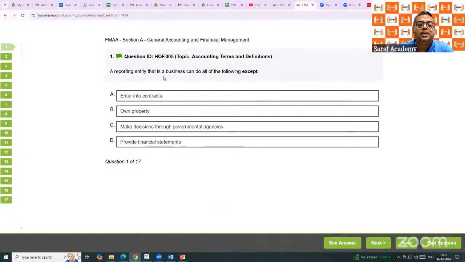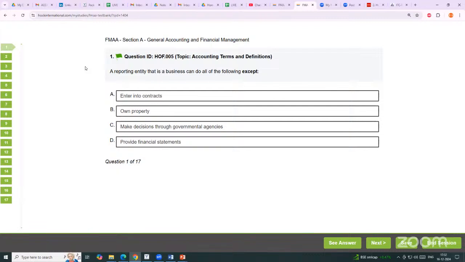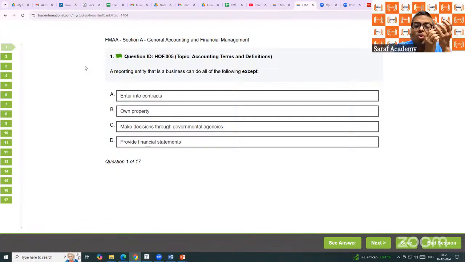A reporting entity that is a business can do all of the following except. What they cannot do. Except means they cannot do. The options: enter into contracts, own property, make decisions through governmental agencies, provide financial statements.